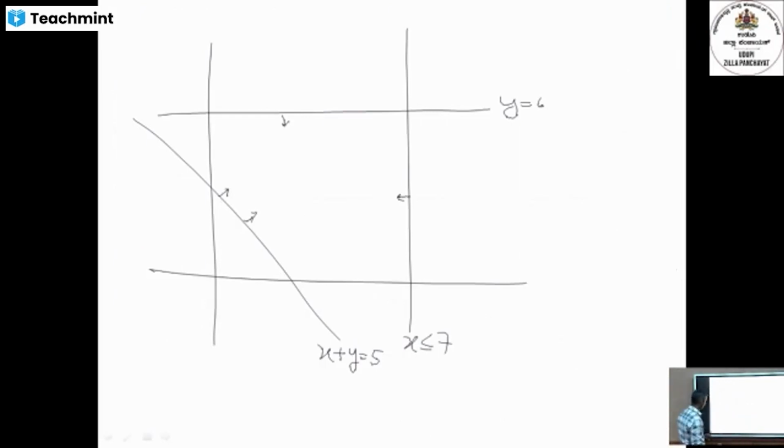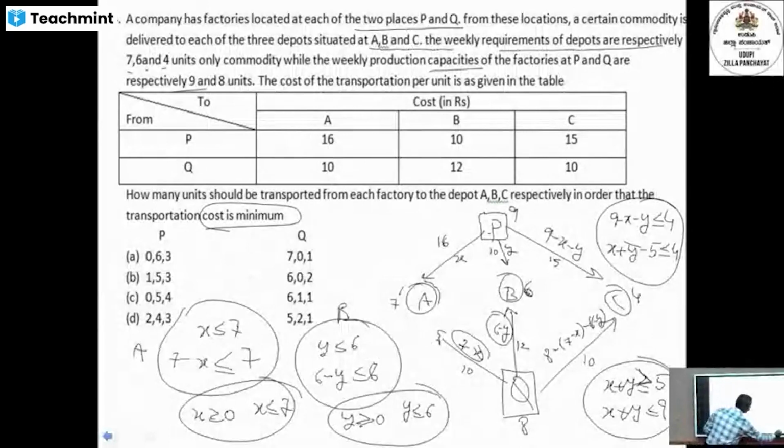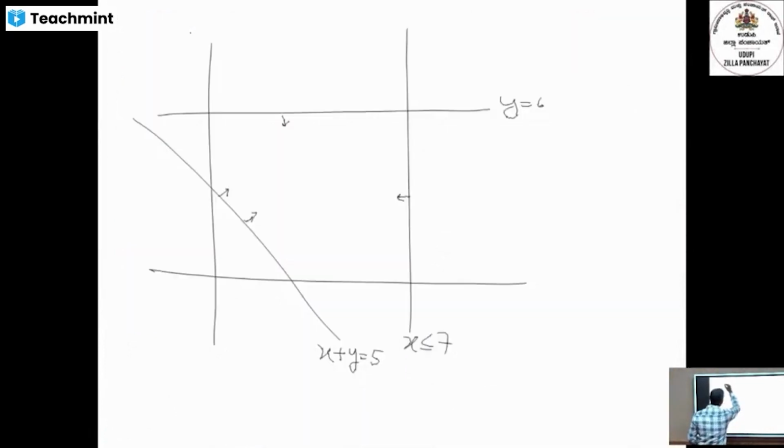Now one more condition is there, that is x plus y less than or equal to 9. 9 is somewhere here, so it will come like this. So x plus y less than or equal to 9. So this is the region. So you will be having the region A, B, C, D, E, F. This is easy to identify.